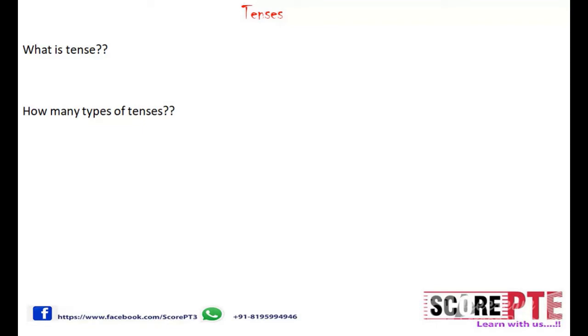What does tense mean? Tense means the time. Okay, tense means the time. And work, how can you elaborate it? Tense shows us the time of the work. Okay, like time, how many types of time are there? Do you know that?